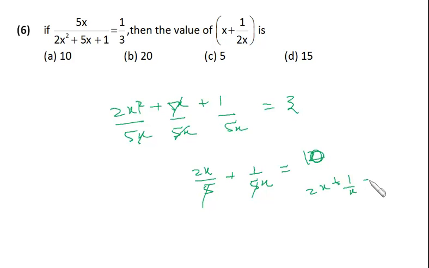2x plus 1 upon x is 10, but I want x plus 1 upon 2x, so I don't want 2x. So what I do is I divide this entire expression by 2. So I'll be getting x plus 1 upon 2x. Since I divided by 2 this side, I need to divide it that side also, so it's 5. Pretty simple.